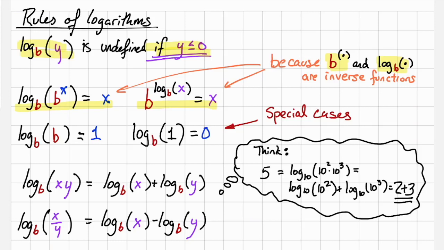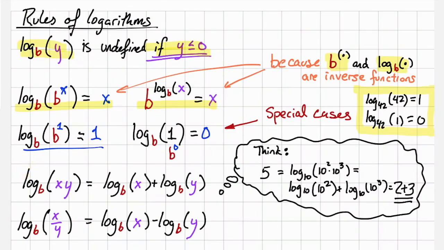Some other special cases are that log base b of b, or log base b of b to the 1, is equal to 1, and log base b of 1, which is log base b of b to the 0, is equal to 0. Those are both true no matter what base b we're dealing with. So for example, log base 42 of 42 is equal to 1, and log base 42 of 1 is equal to 0.